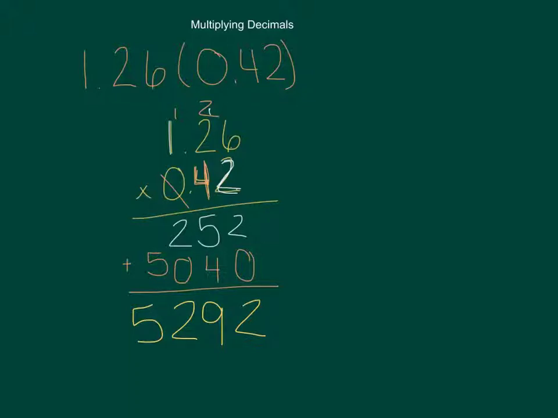Alright, so now what we need to do is figure out where we need to place our decimal. Okay, so to do that, we're going to count up how many decimal places we had in our factors. I see 1, 2, 3, 4. There's 4 digits that are after our decimals, so in our answer, we need to have 4 after our decimal as well. 1, 2, 3, 4. That means we place our decimal right here. And I'm going to put a 0 in front of that just to show that there are no wholes. So 1.26 times 0.42 equals 0.5292.